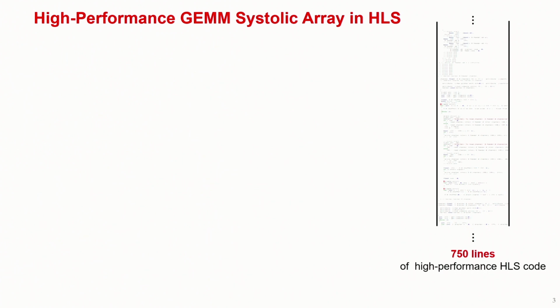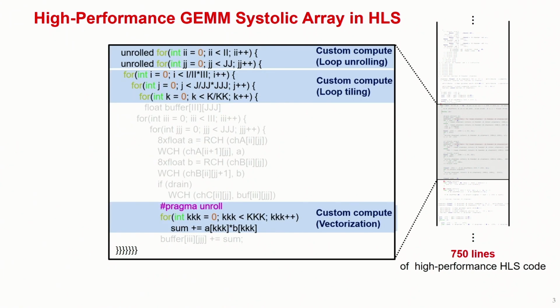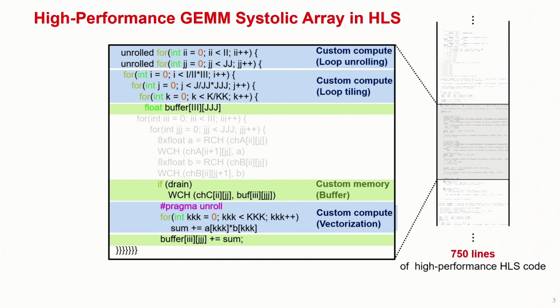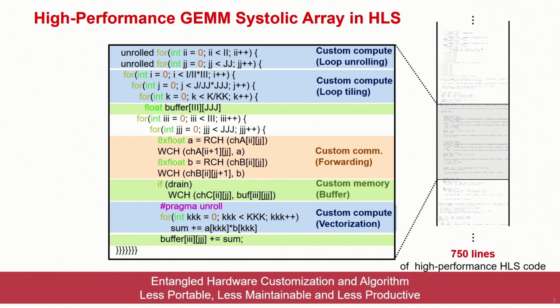Now if we look at the HLS code for this high-performance GEMM systolic array, it consists of around 750 lines of code. If we zoom into a small portion of this code, we can find that it consists of compute customizations like loop unrolling, loop tiling, data vectorization, and memory customizations in the form of buffers. This also has communication customizations in the form of data forwarding. So from this, we can see that in a high-performance design from HLS, the hardware customizations and algorithm are kind of entangled with each other, which makes these designs less portable, less maintainable, and less productive.